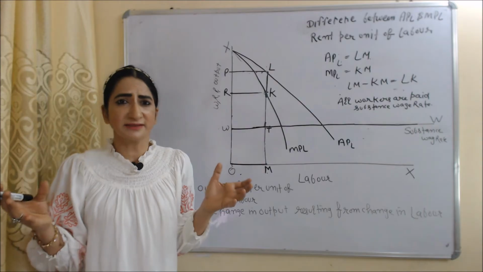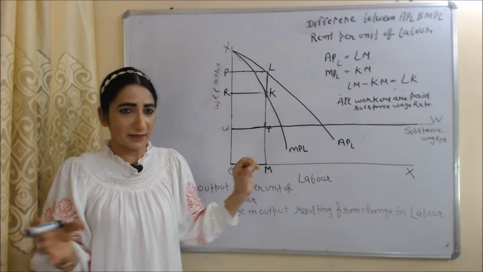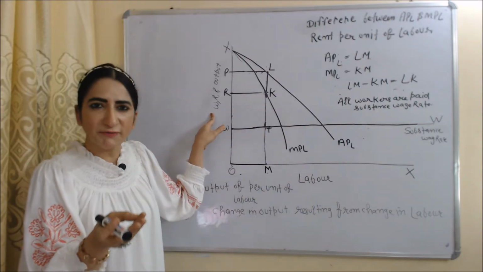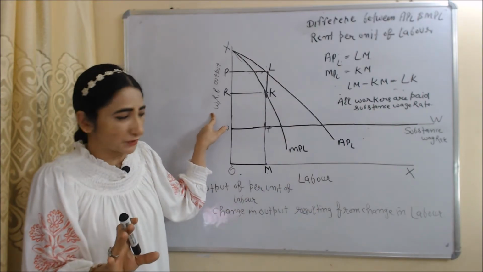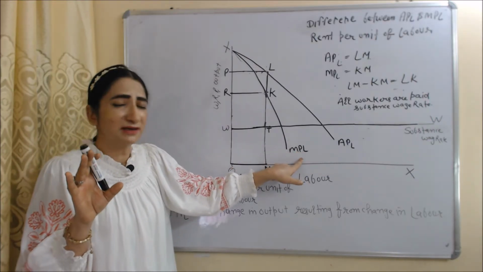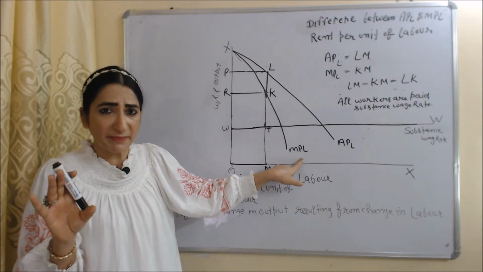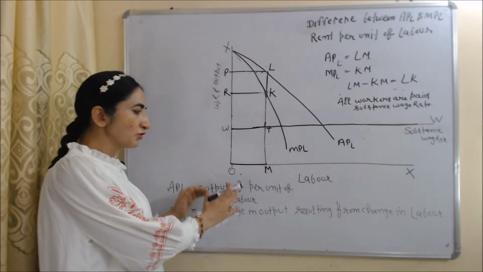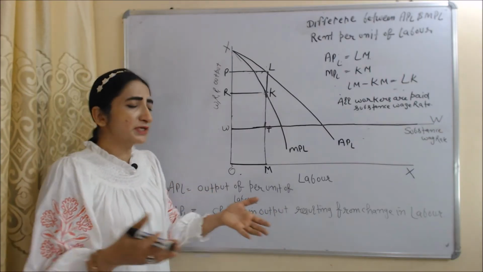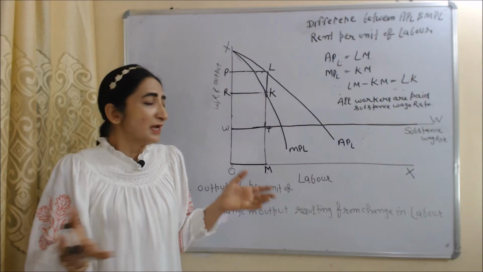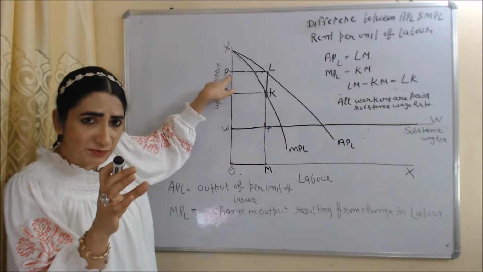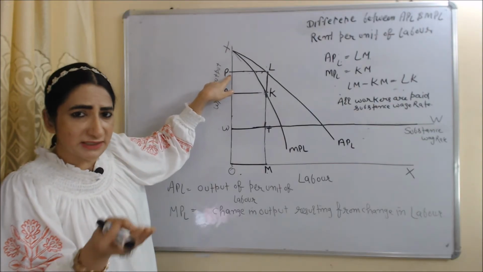Now we will clearly understand this theory with the help of this diagram. In this diagram on x-axis we have labor and y-axis we have wages, rent, profit and output. This APL curve represents average product of labor. This MPL curve represents marginal product of labor. Average product of labor means output per unit of labor. Marginal product of labor means a change in output resulting from change in labor. In this diagram, you can see OP is our total output. Now we will distribute this output among rent, wages and profit.